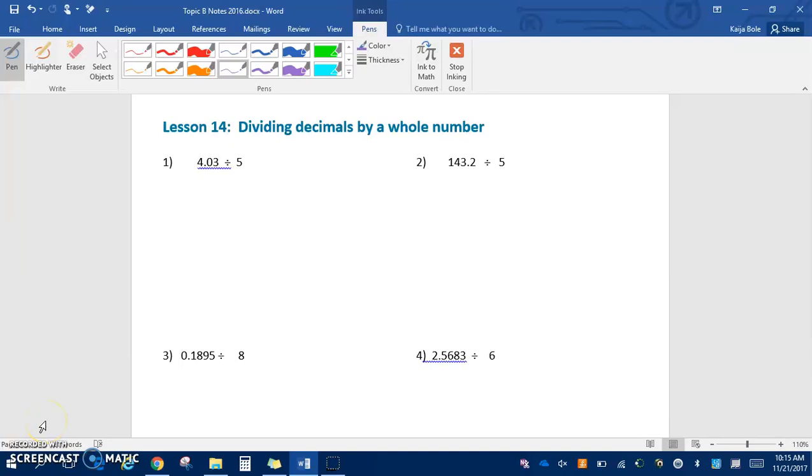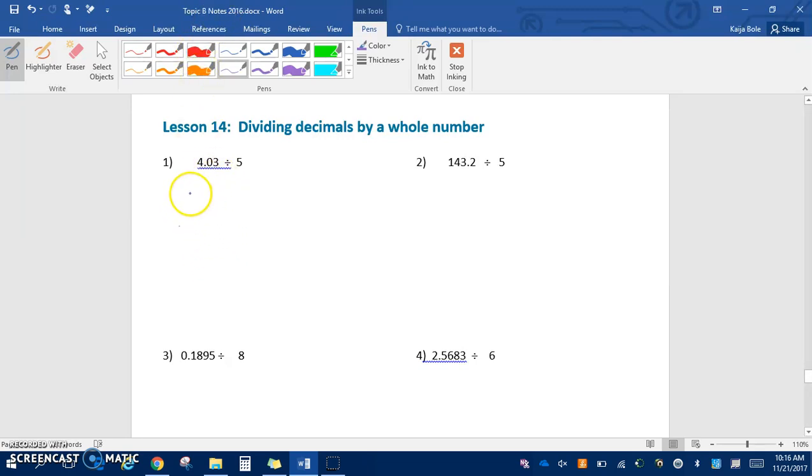Here we are on lesson 14, dividing decimals by a whole number. Okay, so we're going to use the standard algorithm from now on. You'll see it's very similar. Now we just have a decimal that we need to put in place. So here for number 1, we have 4.03 divided by 5.